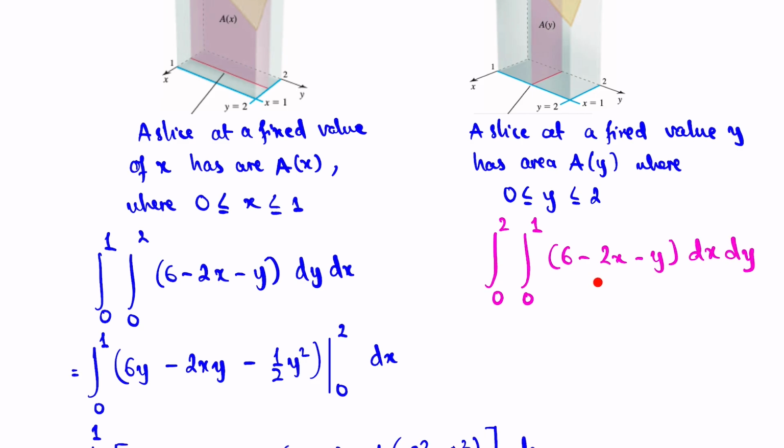In this case, you're going to hold y constant, or you treat y as a constant, and evaluate the integral with respect to x. So you got the integral from 0 to 2 of the inner integral. So the antiderivative of 6 with respect to x gives you 6x. The antiderivative of x is x squared over 2, or you have negative 2 times x squared over 2. And in this context, y is a constant, so the antiderivative of y with respect to x is negative xy. And you're going to evaluate the integral at 0 and 1 dy.